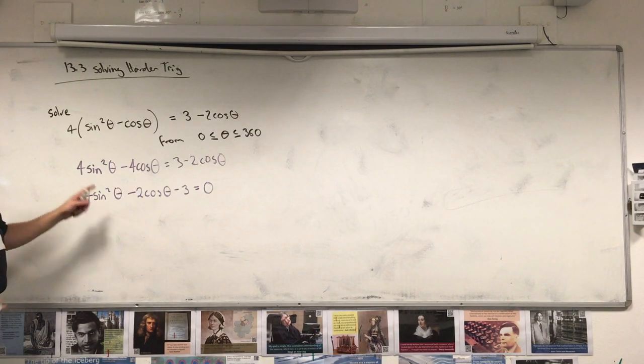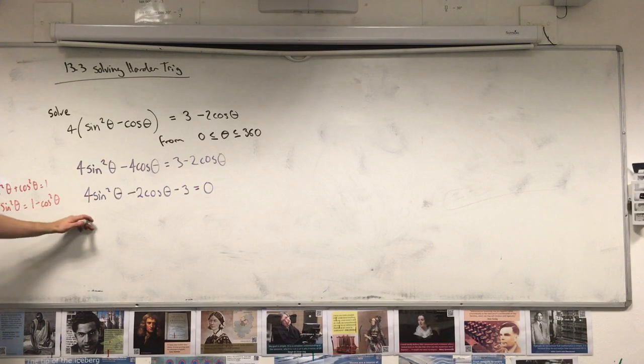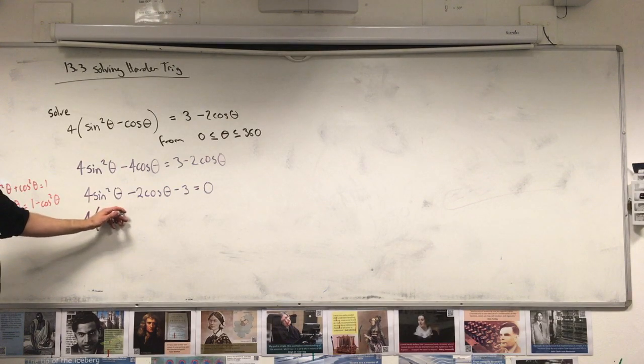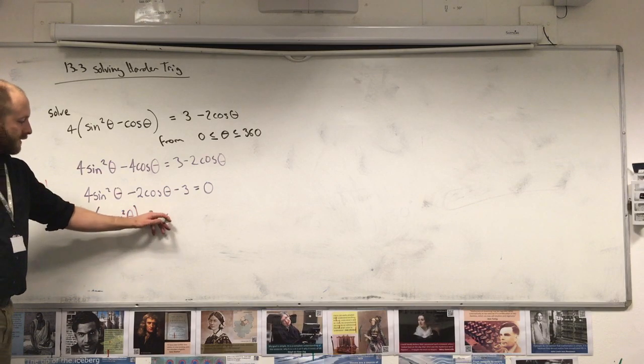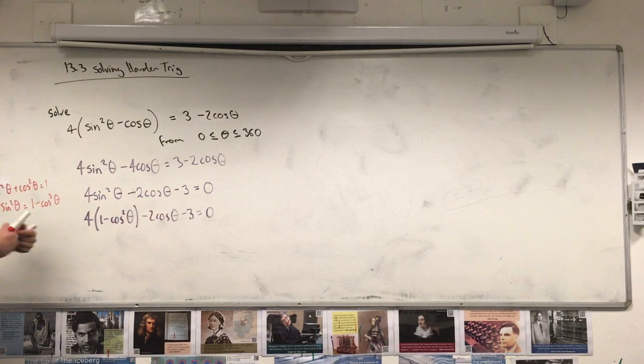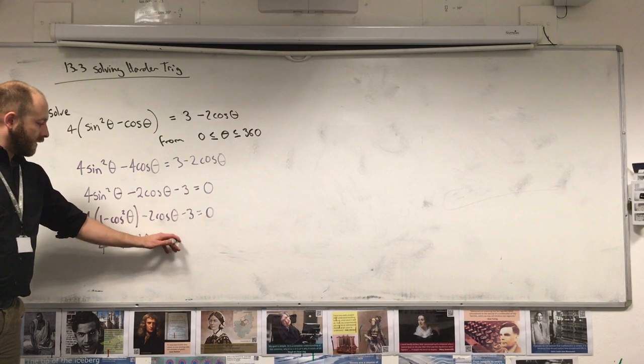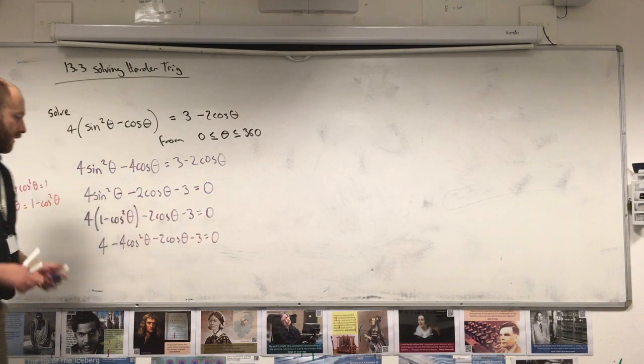So we need to change this sine into a cos. And the way we're going to do that is using our sine squared plus cos squared equals 1. So I can say sine squared is 1 minus cos squared. So if we drop that in, we're going to say it's 4 lots of 1 minus cos squared theta minus 2 cos theta minus 3 equals 0. If I expand this, we'll get 4 minus 4 cos squared minus 2 cos theta minus 3 equals 0.